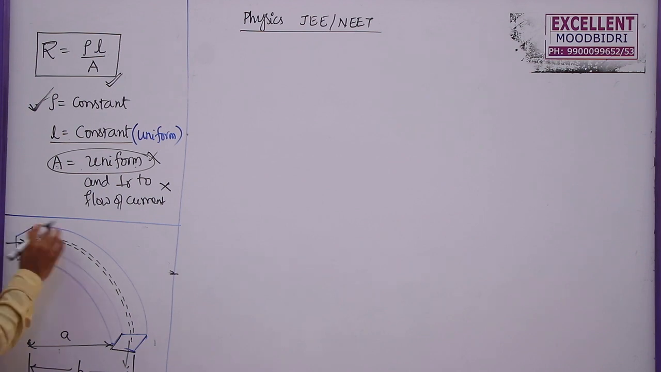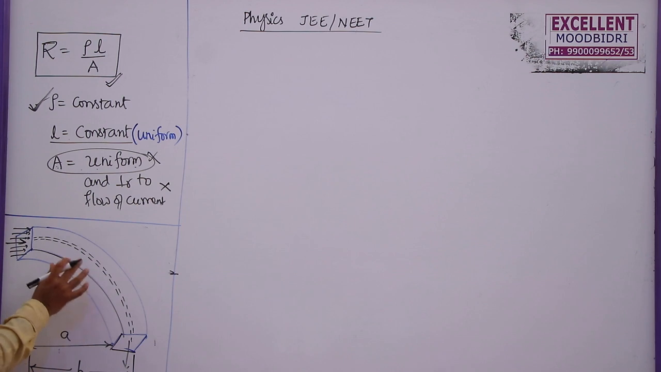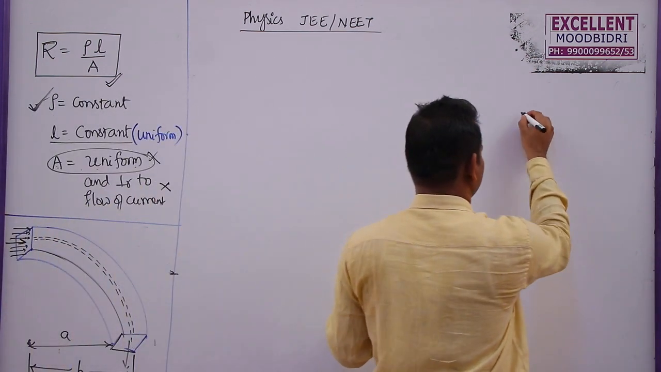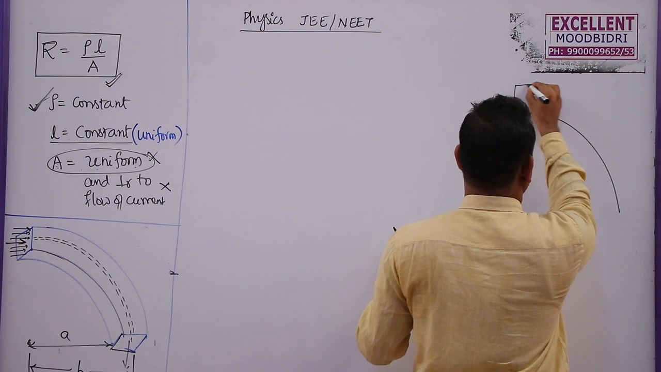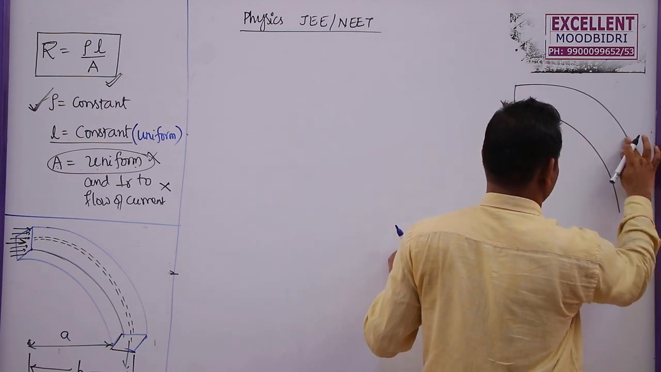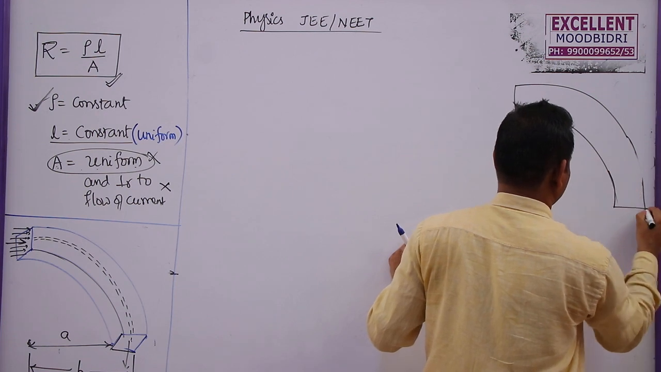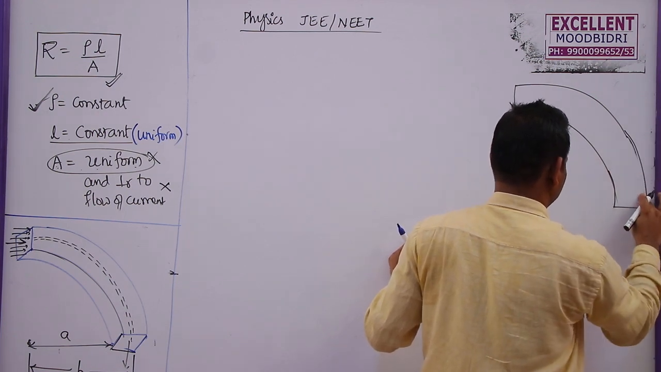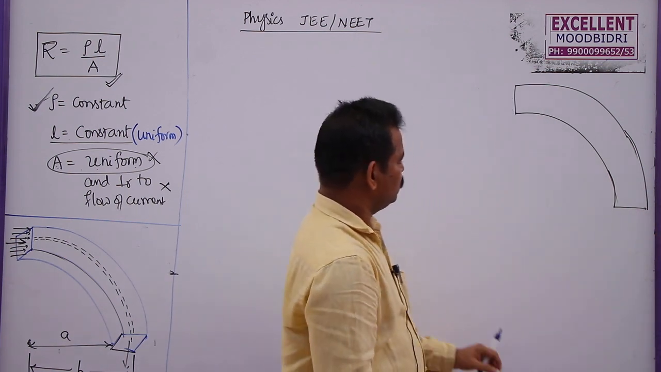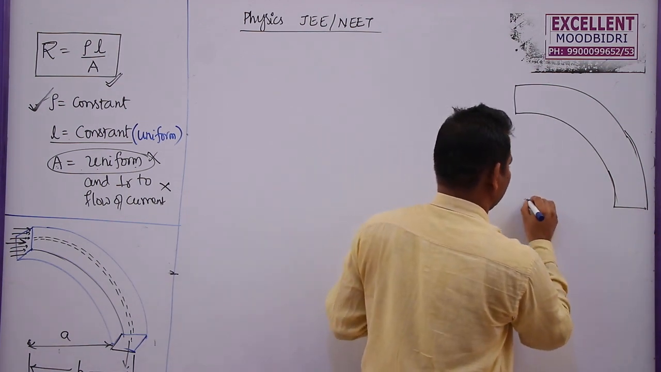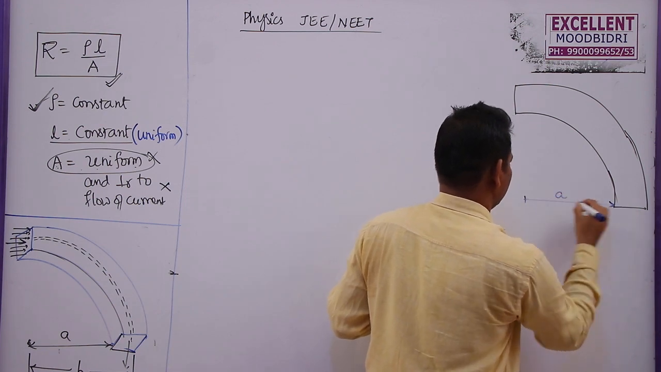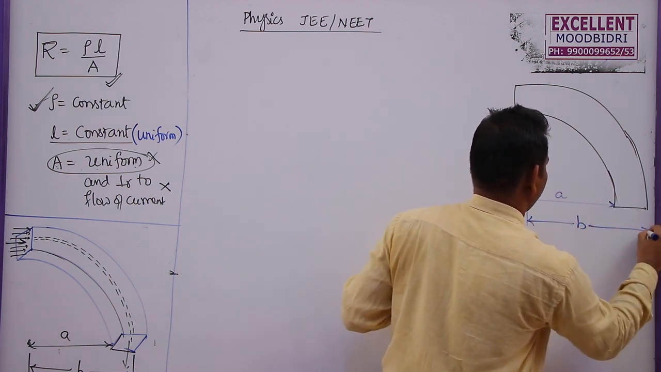Why? Because when the current is entering in this direction, here, this length is less, which is equal to 1/4 of the circumference of a circular portion. Let me draw the same diagram here. This is inner radius A and this is outer radius B.